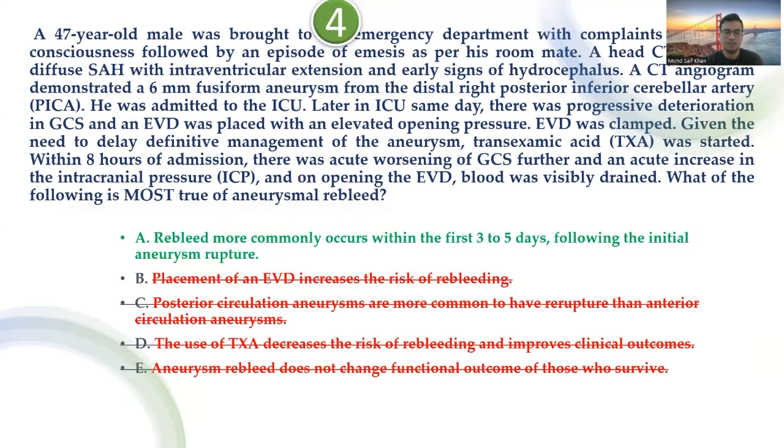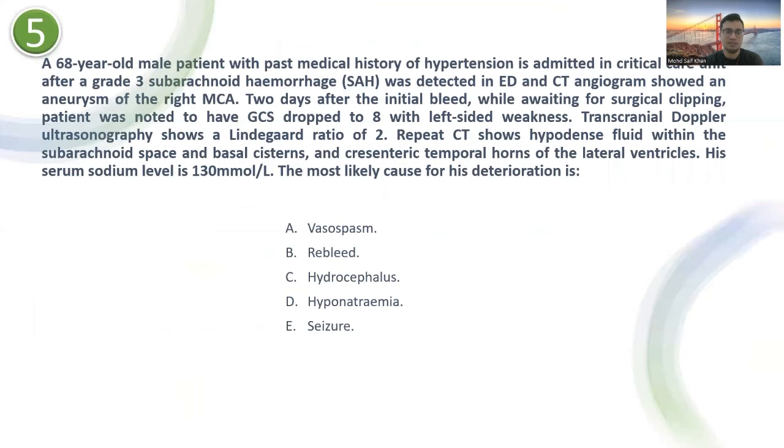Now we will move on to next question, question number 5. Again a clinical question, but it's very interesting. A 68-year-old male patient with past medical history of hypertension is admitted in critical care unit after a grade 3 subarachnoid hemorrhage was detected in ED, and CT angiogram showed an aneurysm of right MCA. 2 days after the initial bleed, while awaiting surgical clipping, patient was noted to have drop in GCS to 8 and left-sided weakness. Transcranial Doppler showed a Lindegaard ratio of 2.